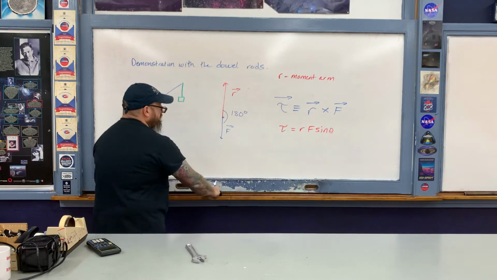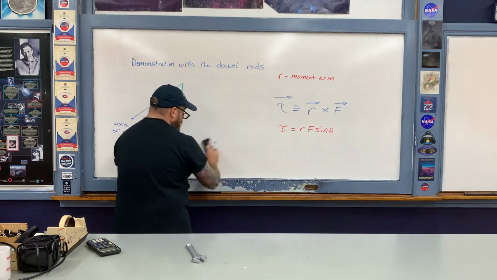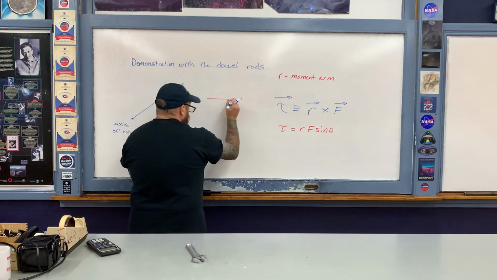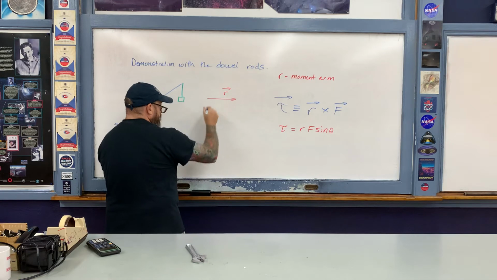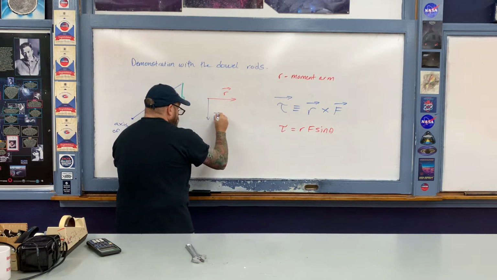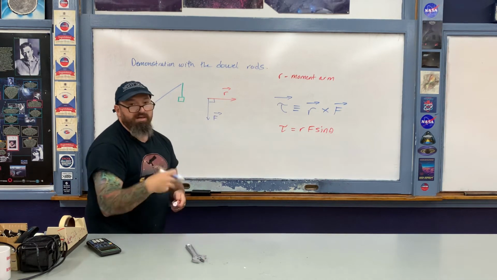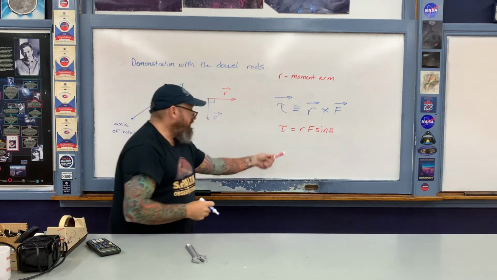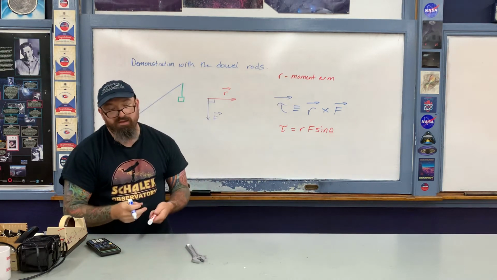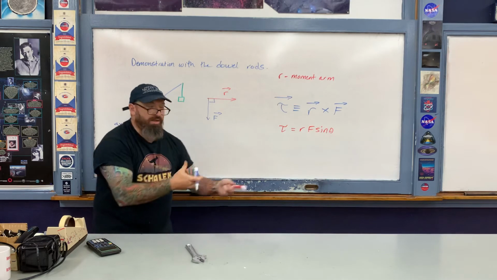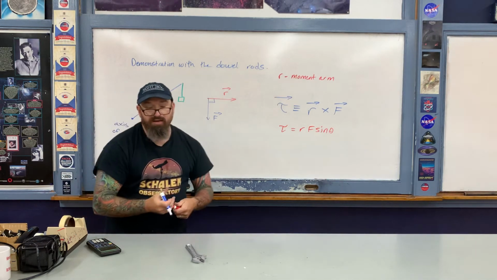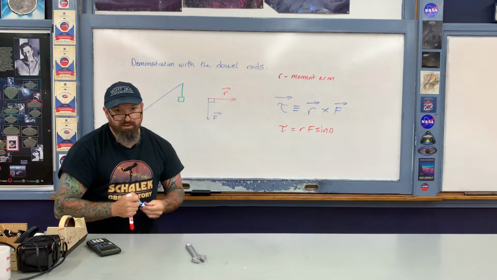And then the other configuration that I showed you, of course, was the 90 degree angle. That's where you have R like so, and then you have the force vector like so. Here's the 90 degree angle between them. Sine of 90 is equal to positive 1, and therefore the torque is going to be its largest value. So I felt the greatest amount of twist while holding the apparatus such that I had a 90 degree angle formed between the two vectors.